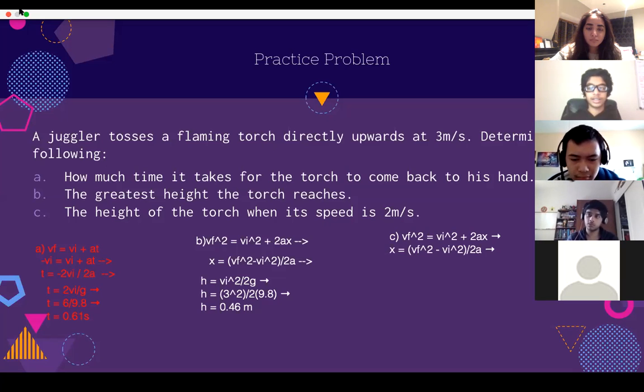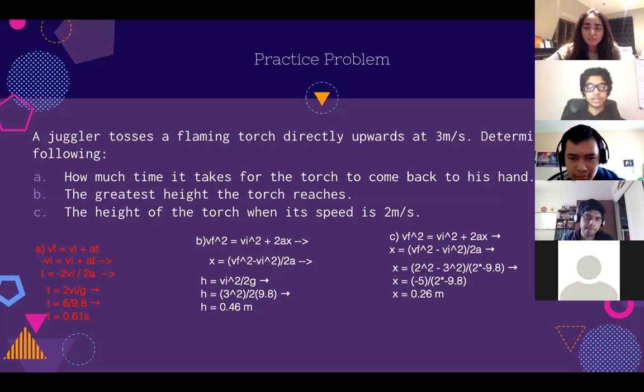And so by plugging in the numbers this time, we know that the final velocity is 2 meters per second instead of 0 meters per second. And so we can just plug in the numbers and get that the position will be 0.26 meters above his hand. So hopefully you got those answers then. Any questions before we move on? Okay.